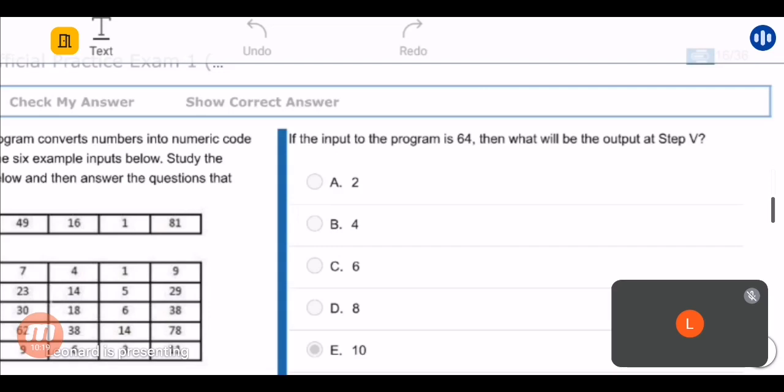Now that is what we want to answer. So what do you connect? If the input, can you do it? Can you try? Let me give you a minute to try. Start now.